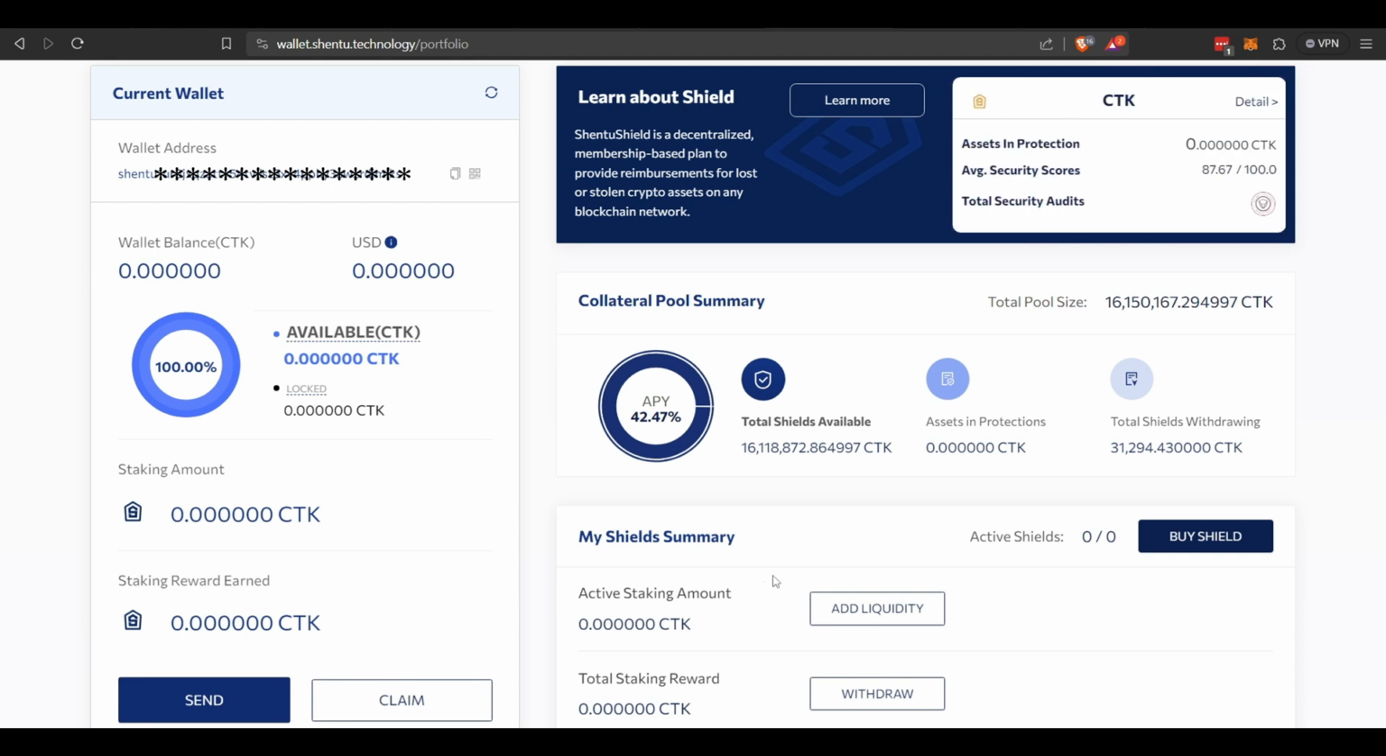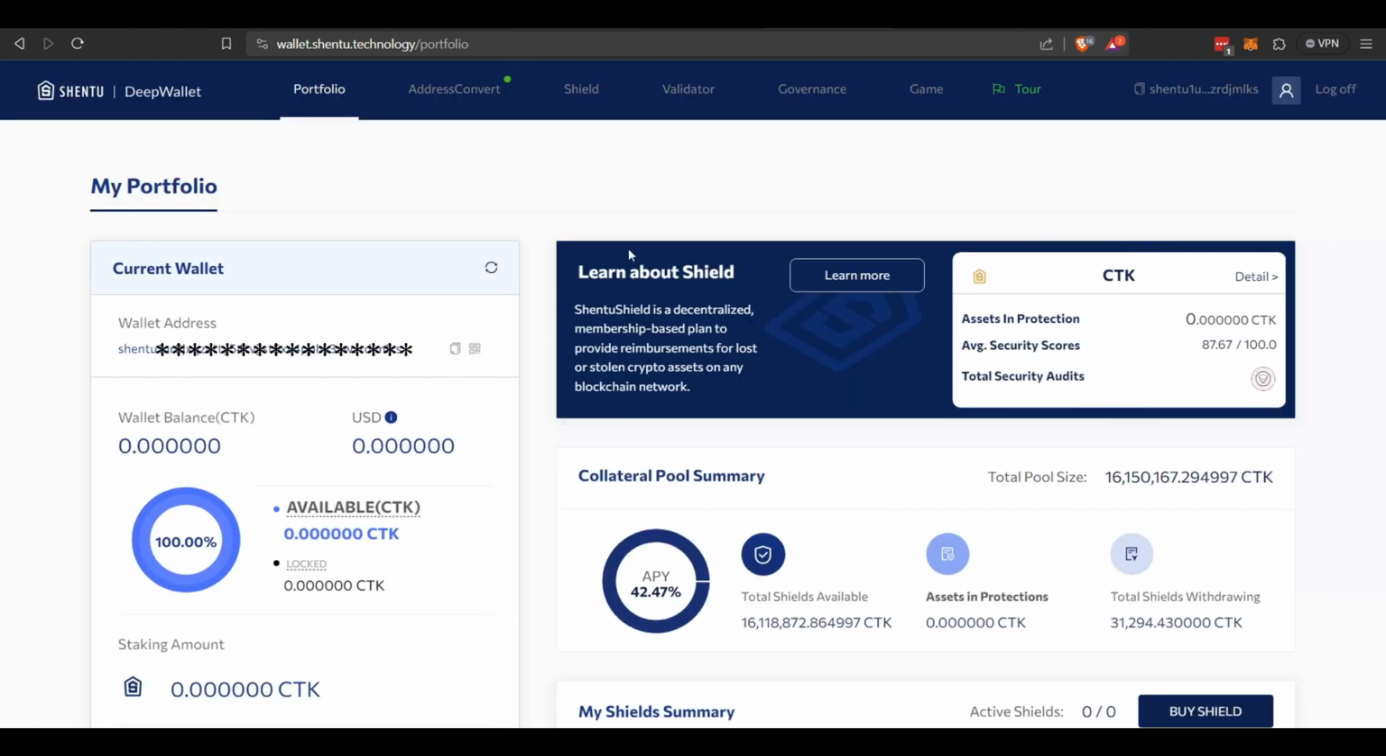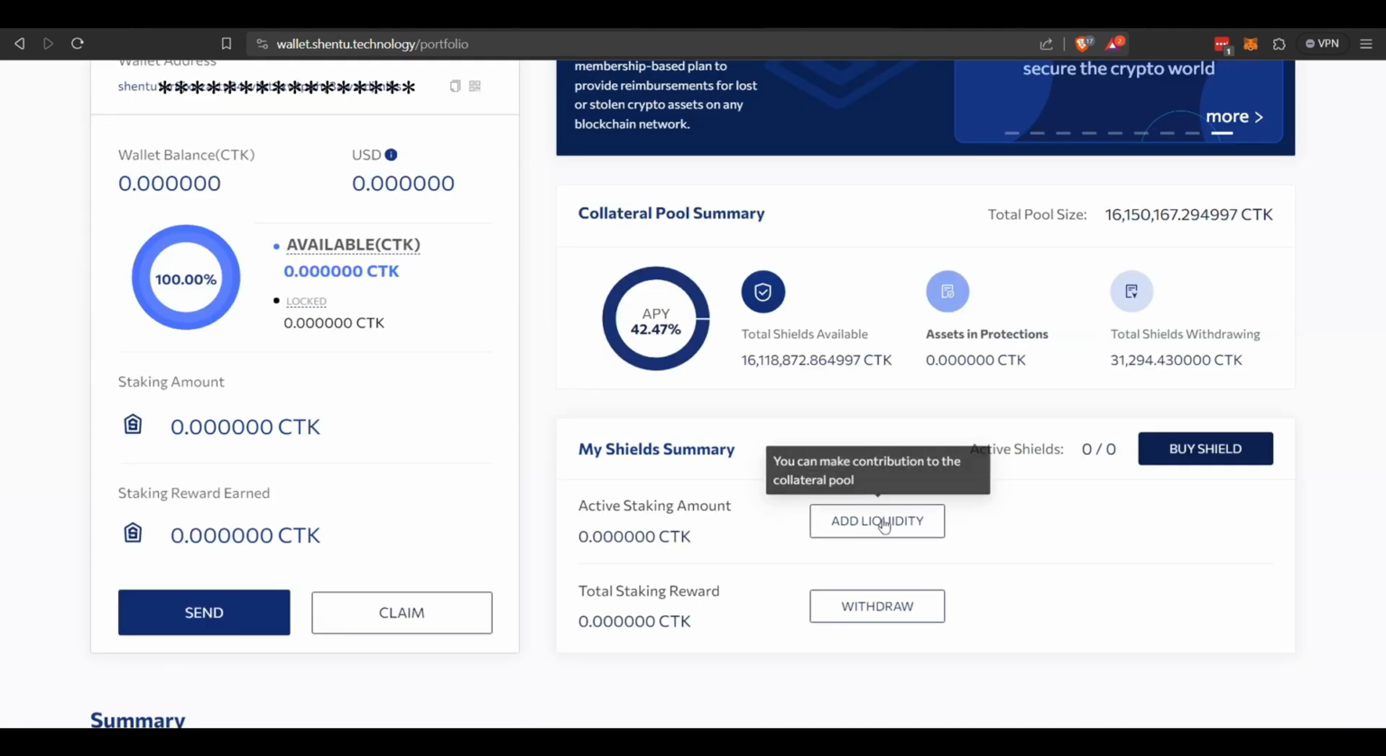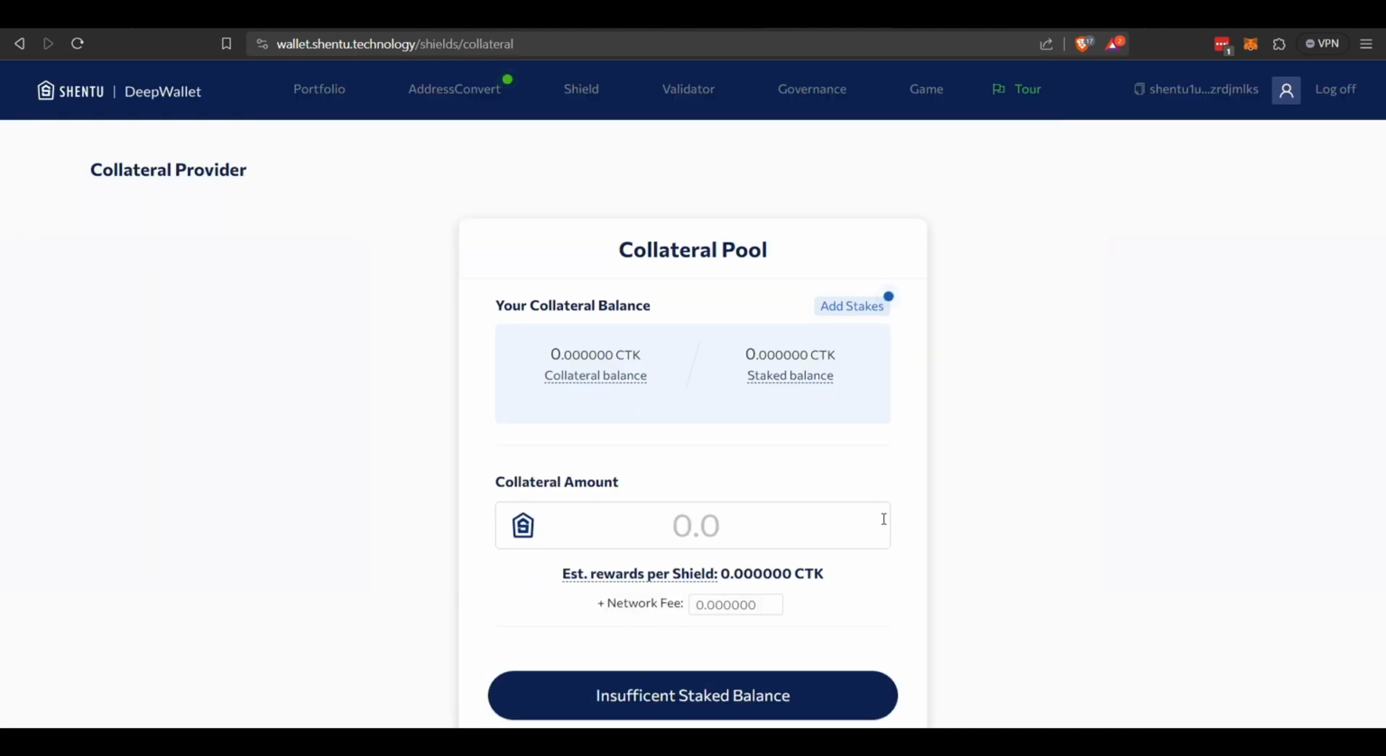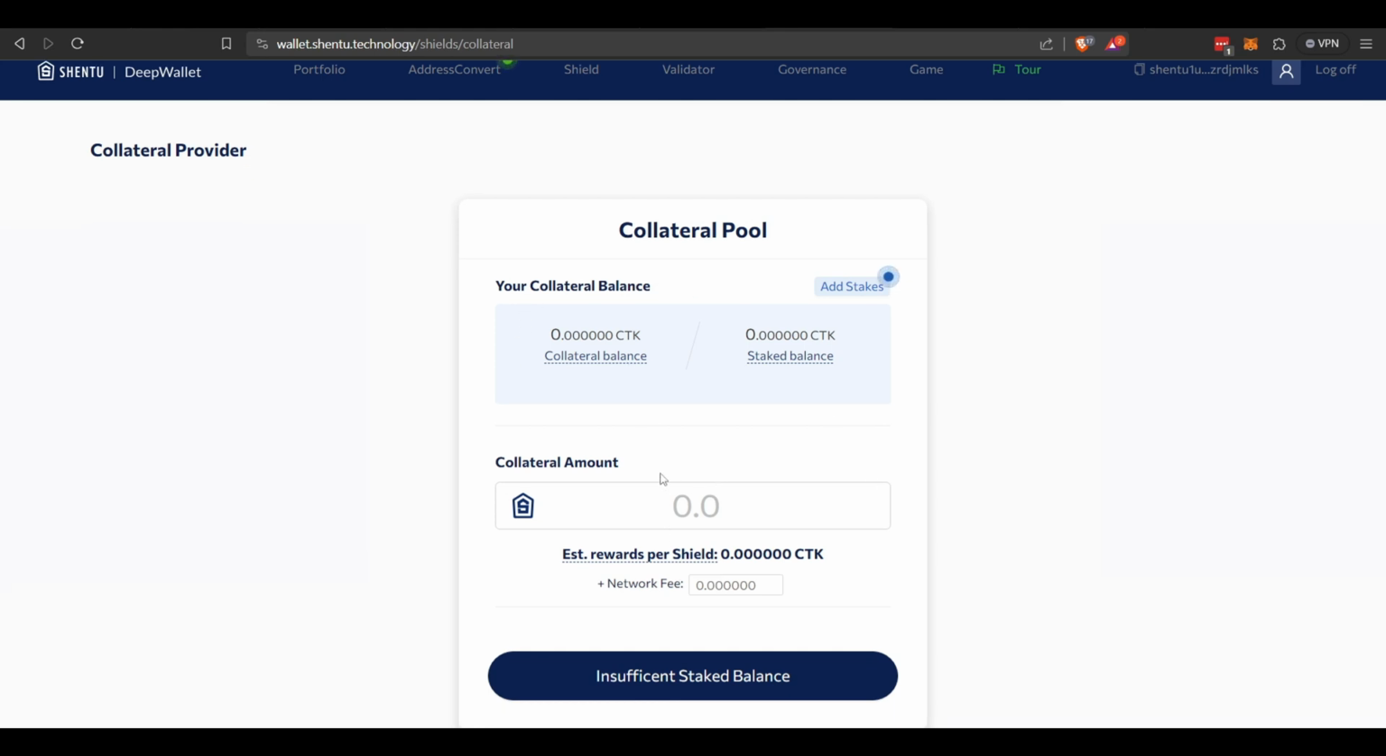So once you have your CTK in your DeepWallet, so if you buy it on an exchange or swap on PancakeSwap with your Binance wallet, you basically just want to copy this address and send the CTK over. It'll show up here, so your balance will show up. And all you're going to have to do is go down here and hit add liquidity, and your balance will show up here once you've transferred it over, and you'll be able to stake the CTK token.